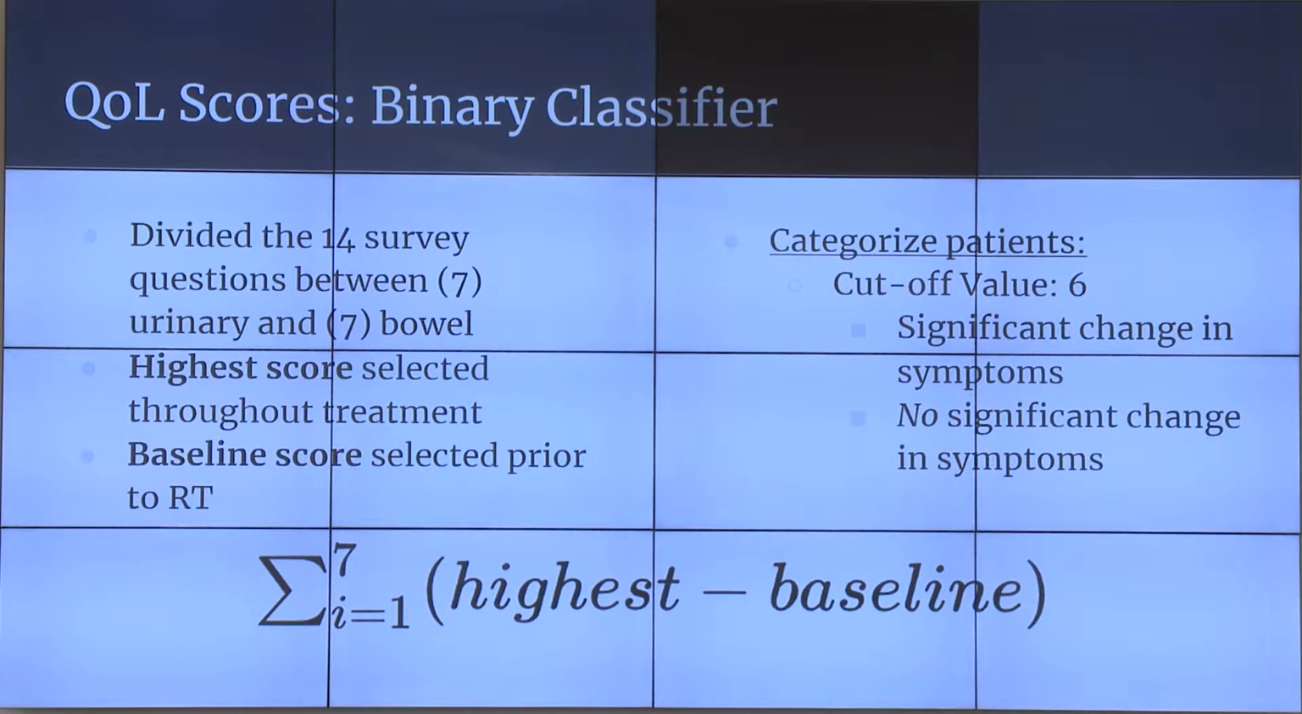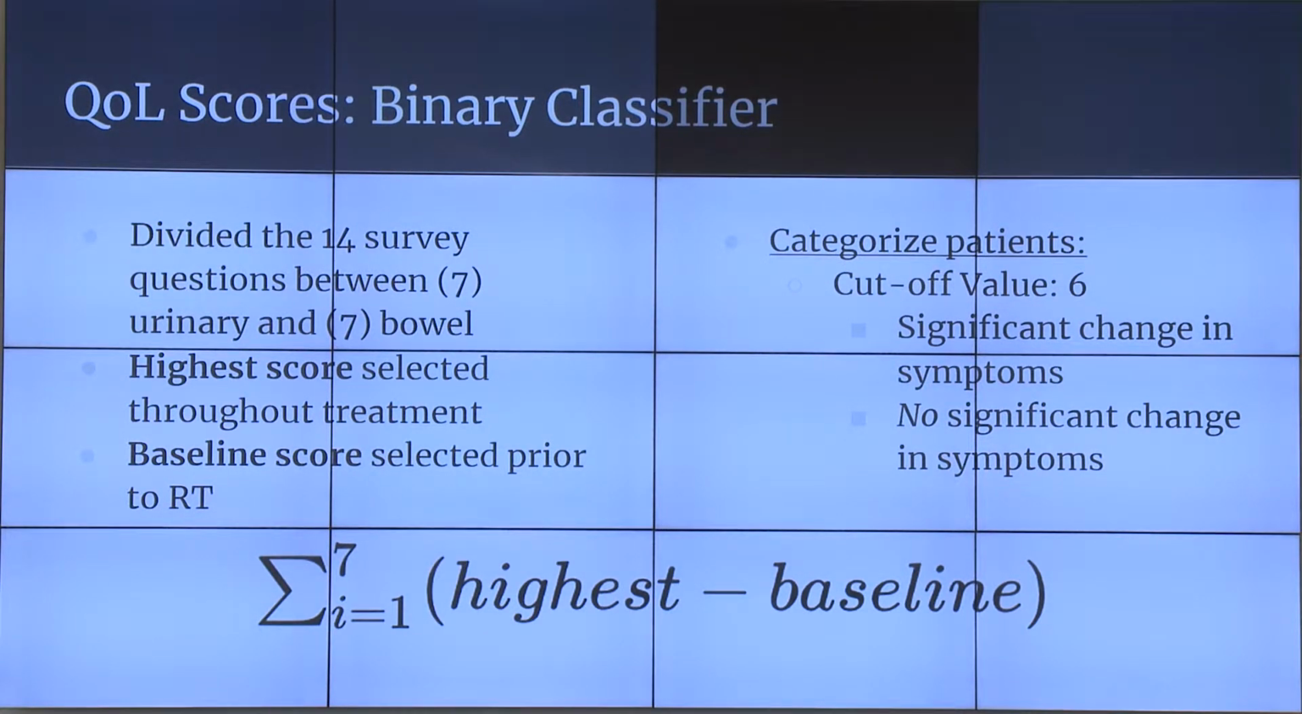And then we located the baseline score, which was the score selected for the given symptom before the beginning of the treatment. And then we subtracted the baseline score from the highest score and then summed it all up for symptoms related to that specific organ. And the value that resulted from this formula could range between 0 and 12.